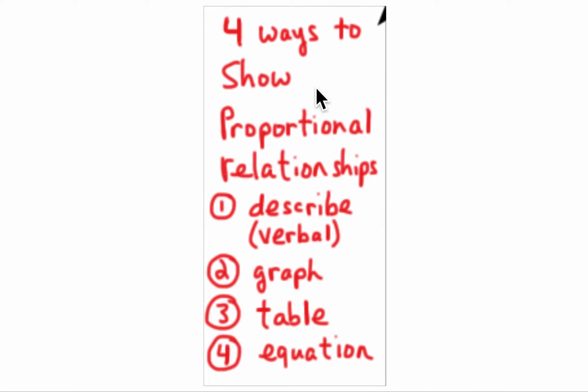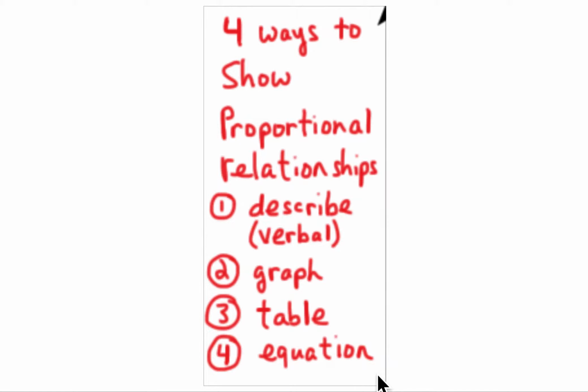And there are 4 representations that we've been using. One is a verbal representation, just a description of the problem verbally. The second is a graph of that situation. The third is the table, and the fourth is the equation.